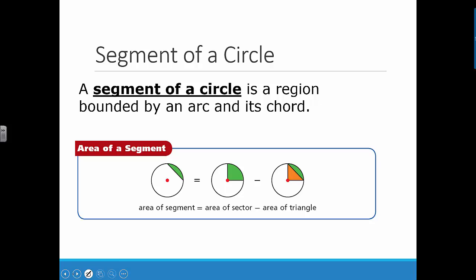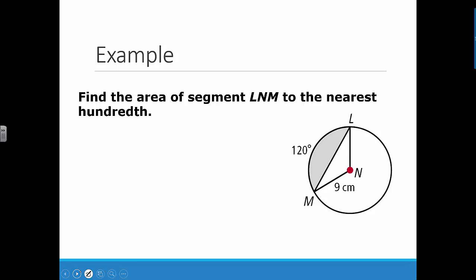Now if we want to talk about a segment, that is when you have an arc and then you chop the chord off. So it's a region bounded by an arc and its chord. It's just this little section up here. So you have the area of a sector, we have the chord, and then we take out this triangle here. So our formula is: find the area of the sector like we just did, find the area of the triangle, and subtract them.